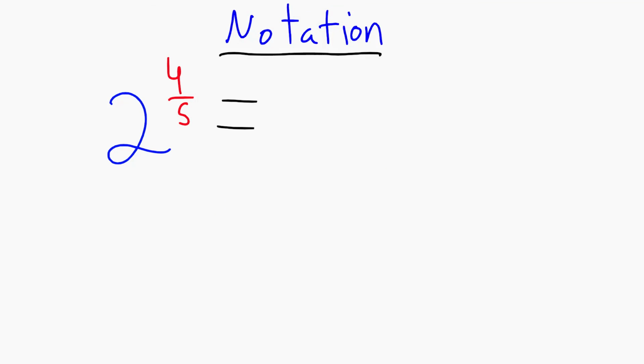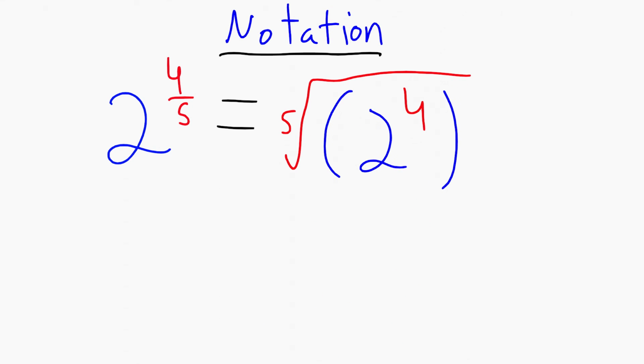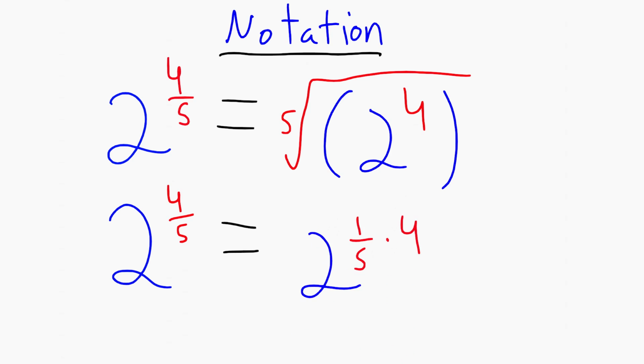For example, if you have 2 to the 4/5, you can write that as 2 to the 4th, to the 1/5. Since the 4th is on the inside, it's the first exponent, so it would go on the inside of the radical. 2 to the 4/5 can also be written as 2 to the 1/5, to the 4th. So now the radical part goes on the inside, and to the 4th power goes on the outside.